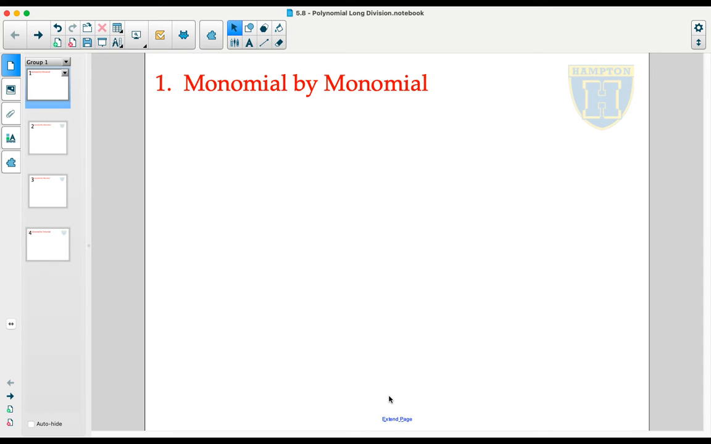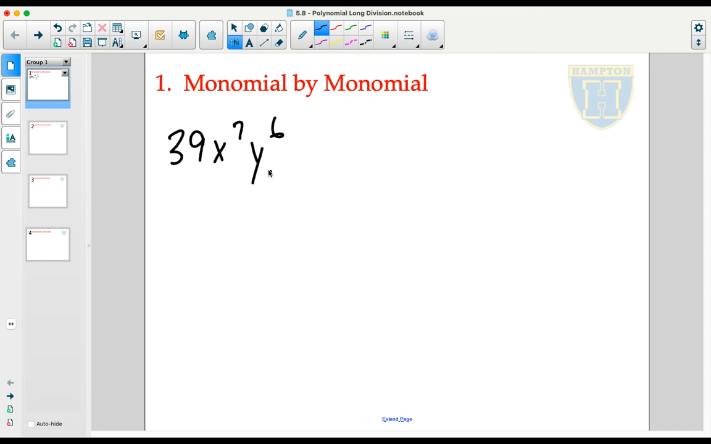The simplest kind of polynomial division is when we want to divide one monomial by another monomial. For the sake of an example, let's look at 39 x to the 7th, y to the 6th, divided by negative 52 x to the 8th, y to the 3rd.